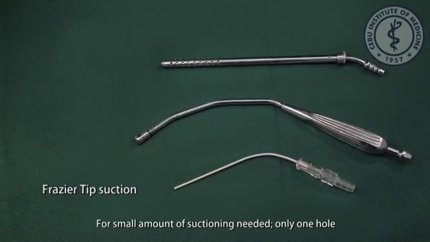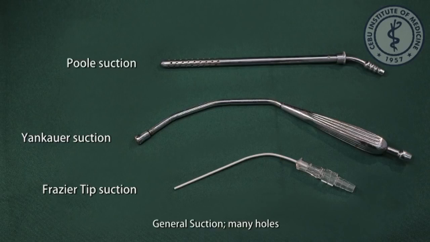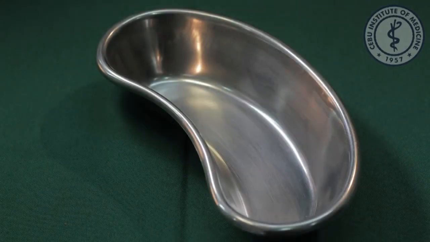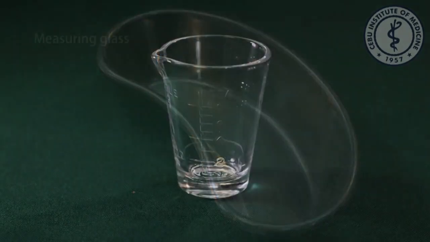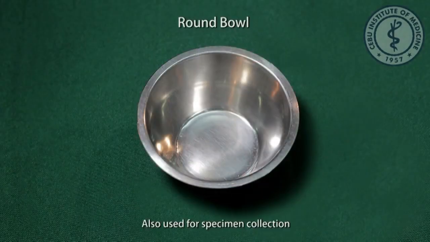Suction. Frazier tip suction, for a small amount of suctioning needed, only one hole. Yankauer suction, general suction, two holes. Pool suction, general suction, many holes. Kidney basin, for specimen collection. Measuring glass, for measuring and mixing substances. Round bowl, also used for specimen collection.